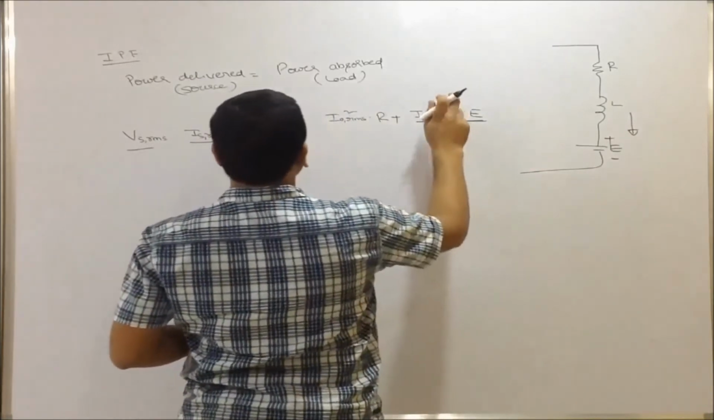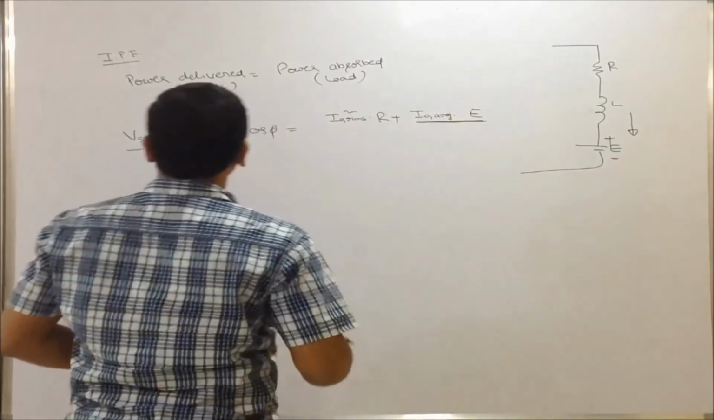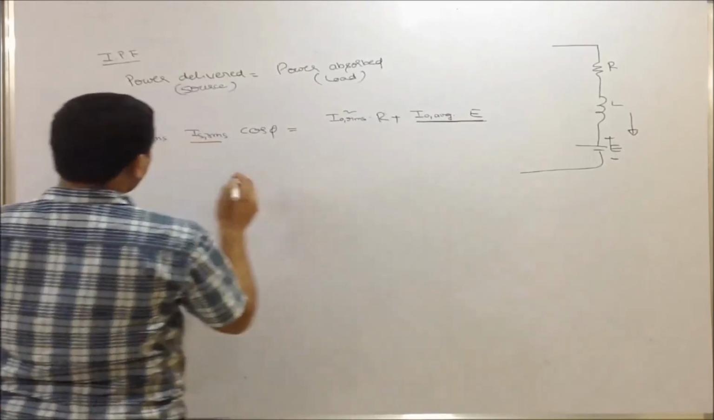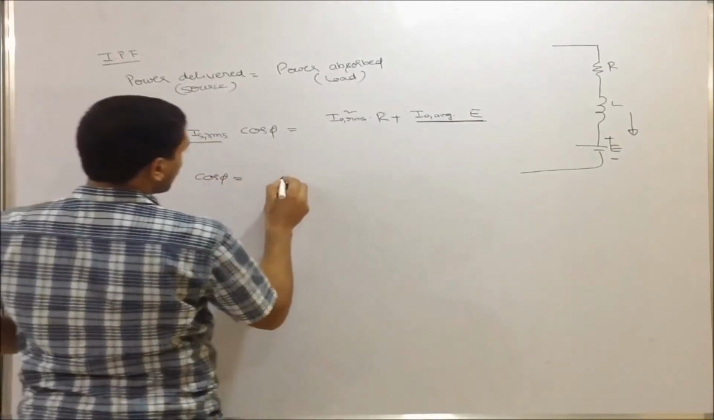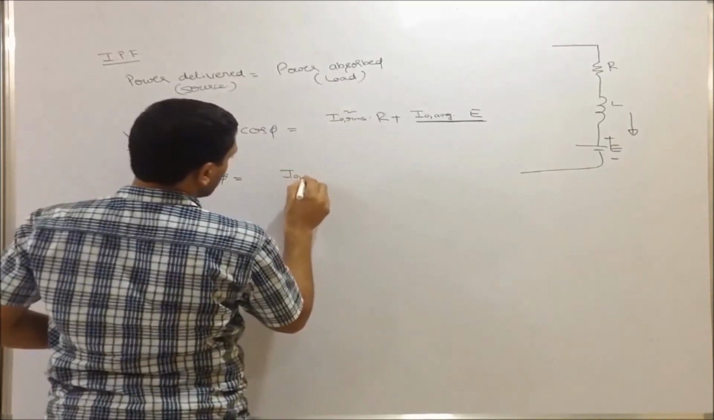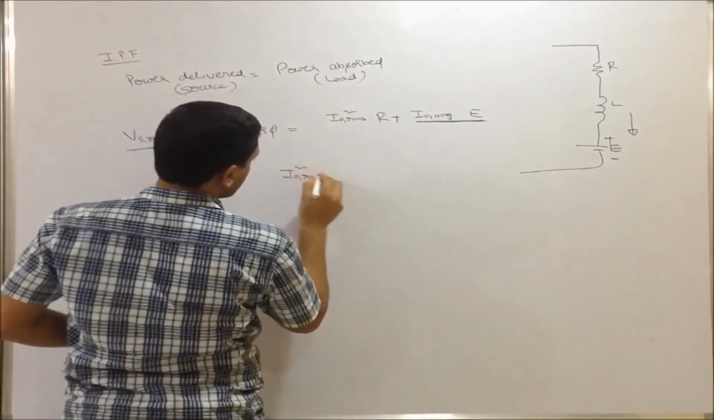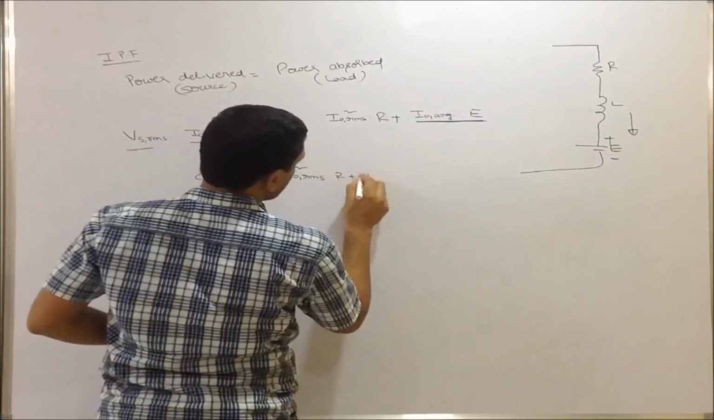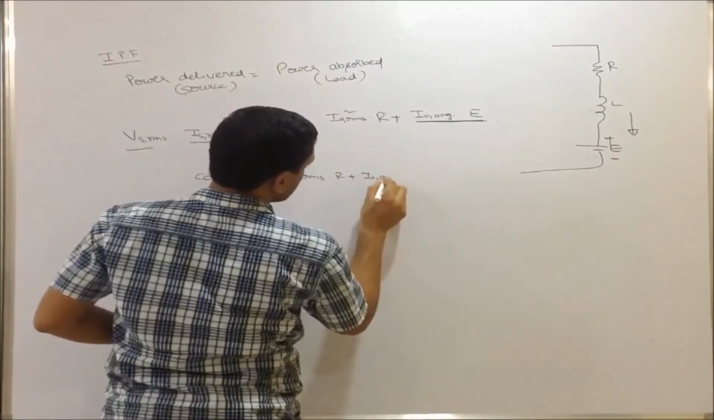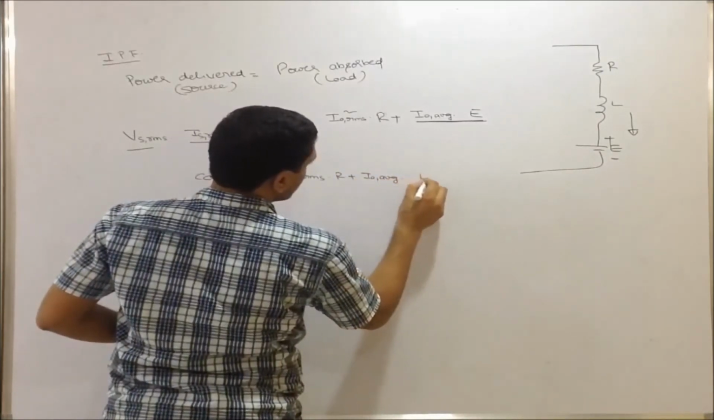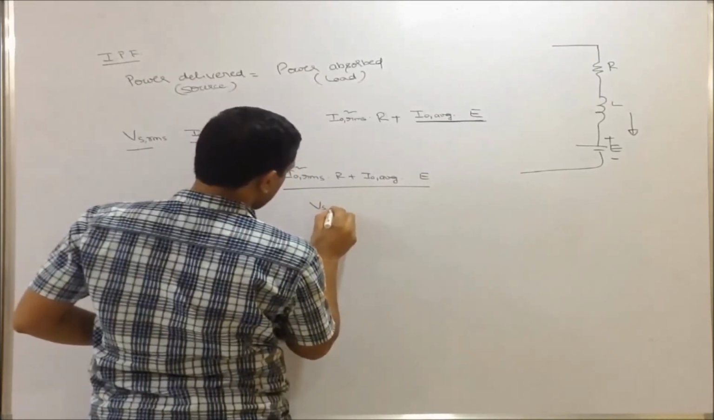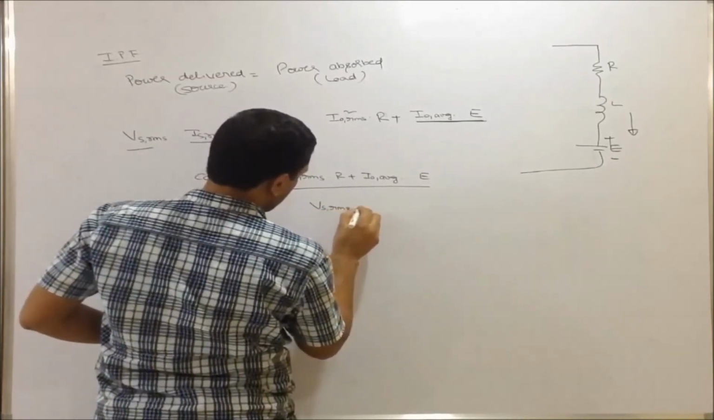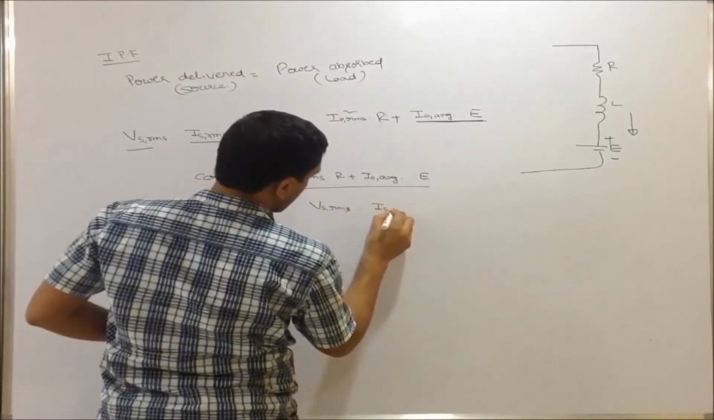For this you refer to our basics. Now I have to calculate cos phi. Cos phi equal to what? Cos phi equals (I0 RMS square into R plus I0 average into E) by (Vs RMS into Is RMS).